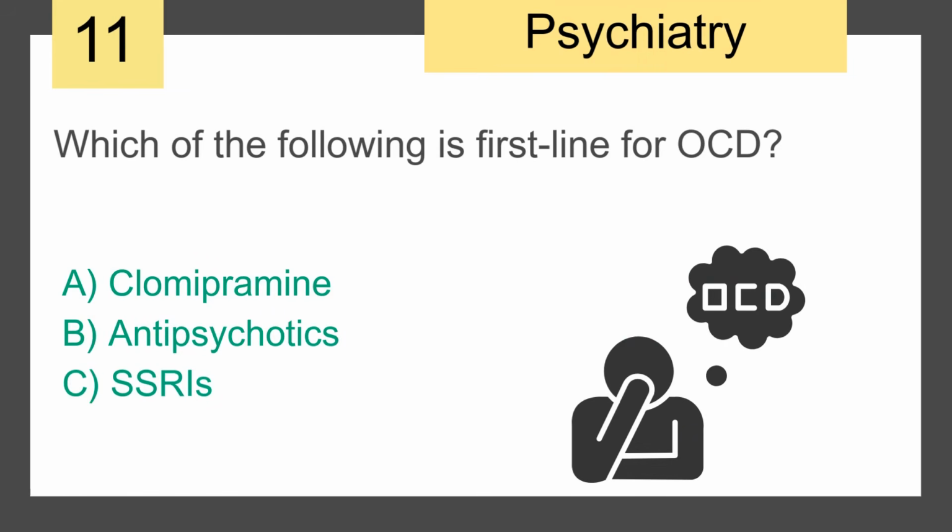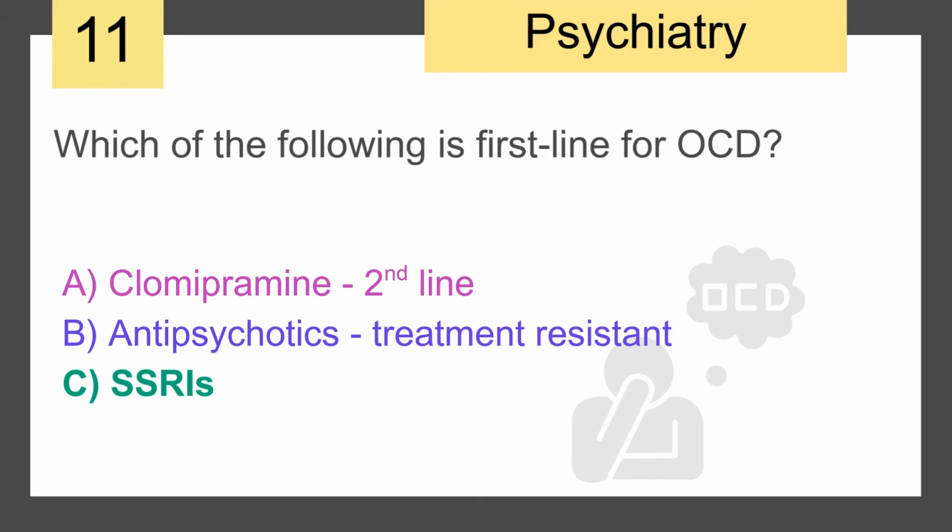Alright, which of the following is first line for OCD? Just like in generalized anxiety disorder, SSRIs. We learned about clomipramine amongst the TCAs that are used to treat OCD, but clomipramine is second line, not first line. SSRIs are first line for OCD, and antipsychotics may be used in treatment-resistant OCD. Now, in addition to SSRIs for OCD, the primary form of therapy is ERP, exposure and response prevention.